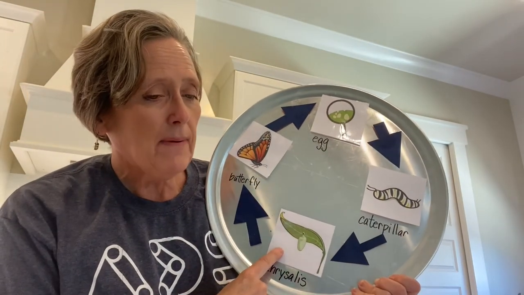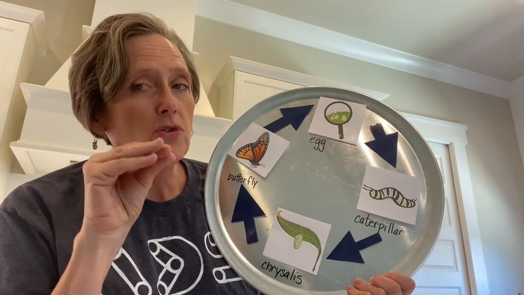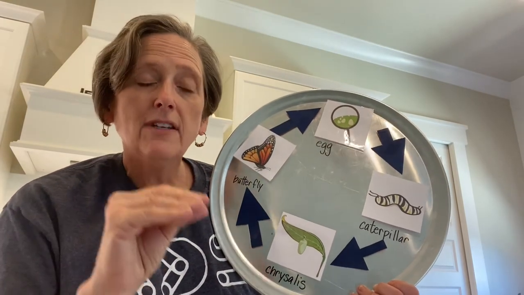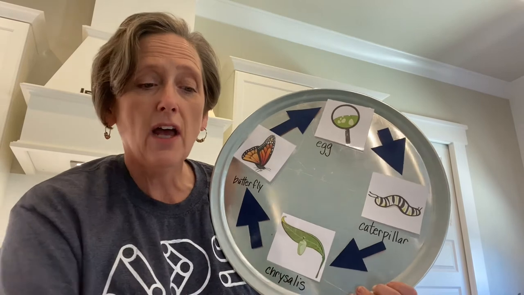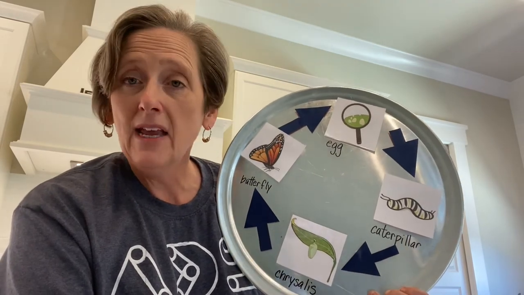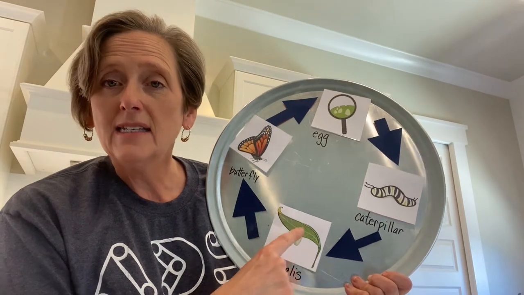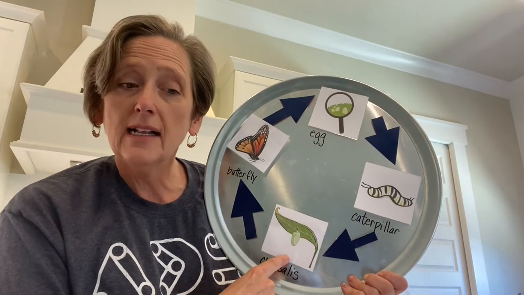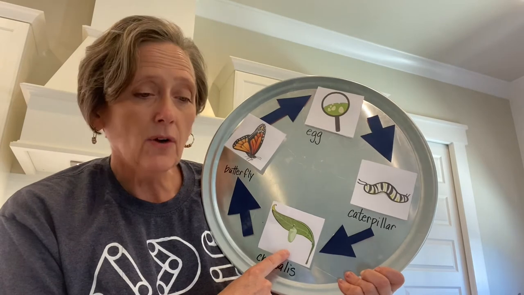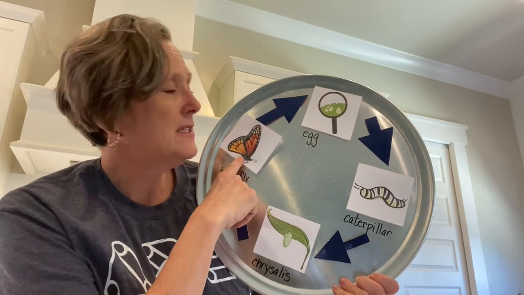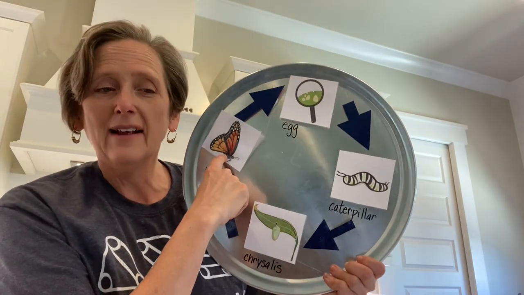A caterpillar chews on leaves to get some energy. Now he rests in a chrysalis, and he becomes a butterfly.